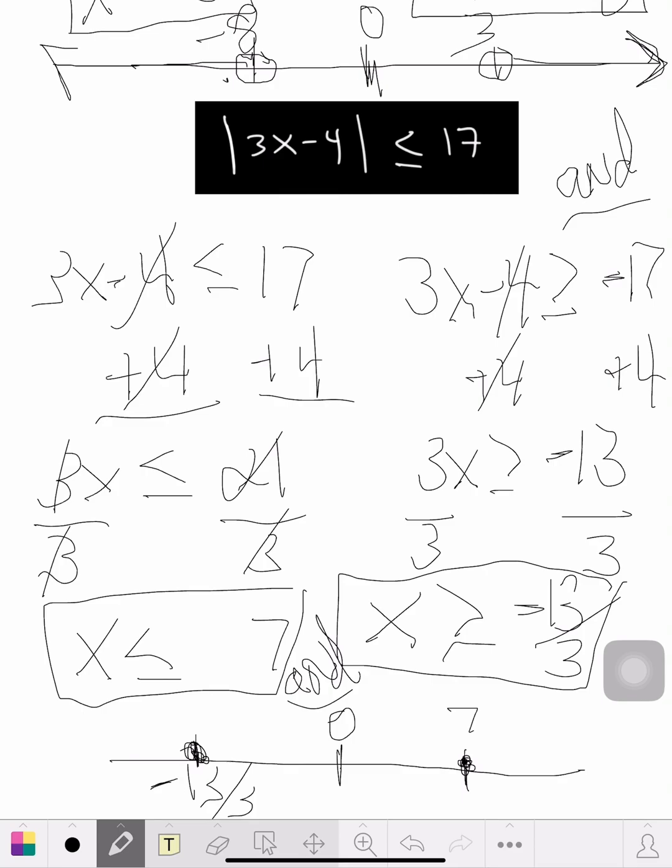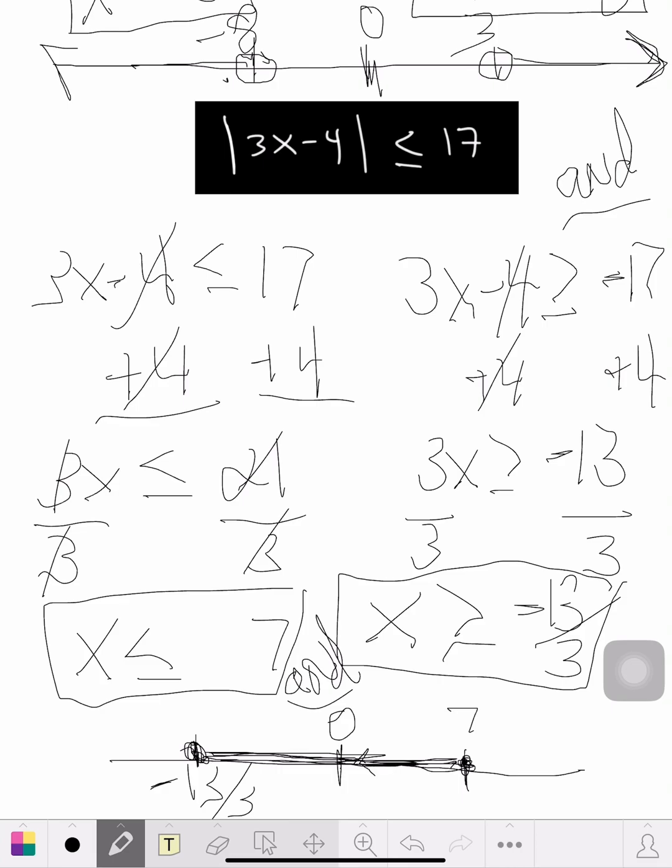On the first one, x is less than or equal to 7. So that means it's going to the less than side, so it's going this way. Now on the other one, x is greater than or equal to negative 13 thirds, so it's going this way. But it can only go to the 7, because both of these got to be together. So your whole colored line is going to be in here. This is the space you got for your line. And that's all there was to it.